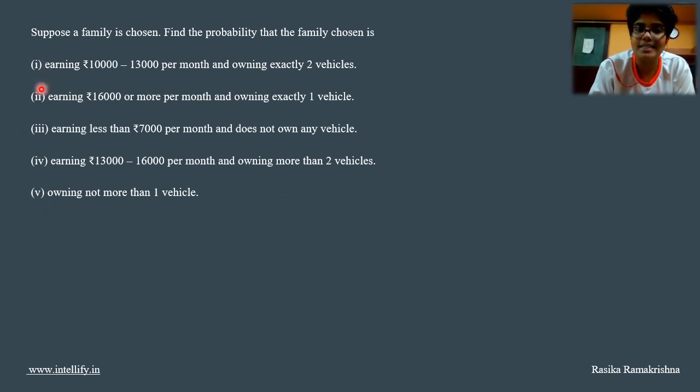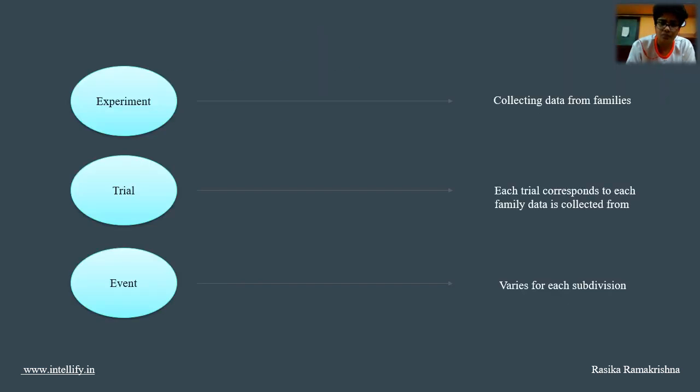Alright, so I know that these subdivisions might seem like a handful at the moment, but once we get to it, it will be pretty easy. Let's see how that happens. Okay, so before we go into that, we know that we've got to compute the empirical probability. So it's always good practice to identify the experiment, trial and event.